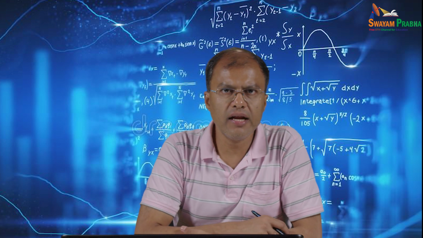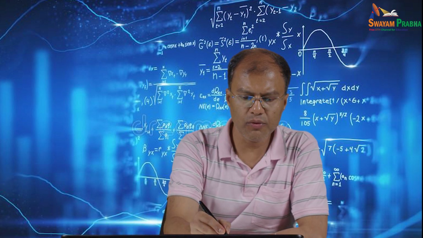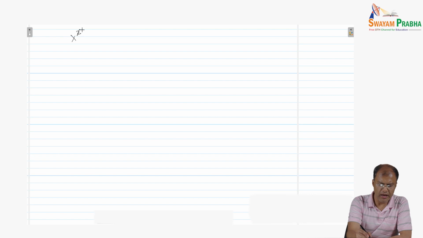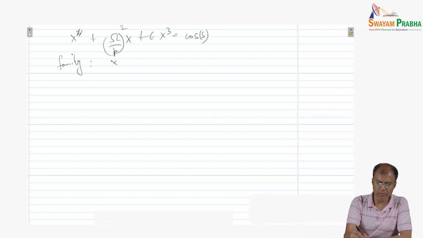Welcome back everyone. In this module we'll continue our discussion on driven nonlinear oscillators, and we saw that the equations are of the following form: x double prime plus omega square x plus epsilon x cube is equal to cos s. And we see that the family of solutions are given by x of s comma epsilon.